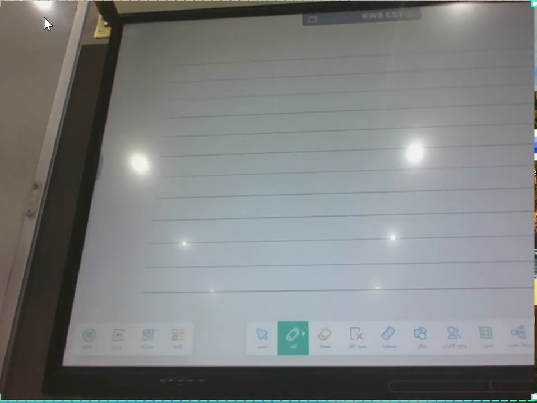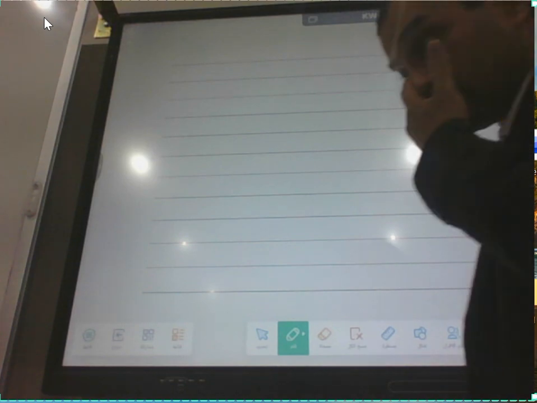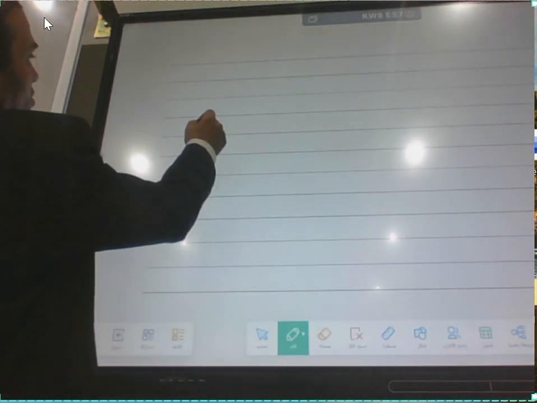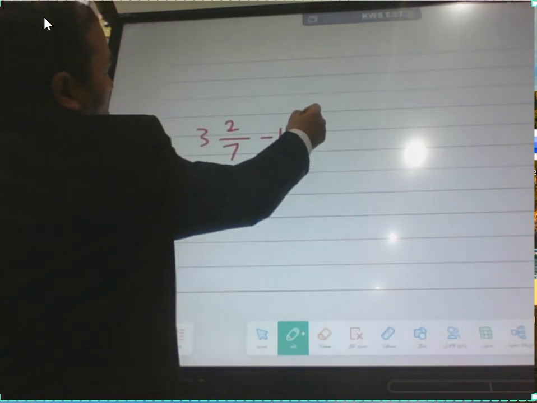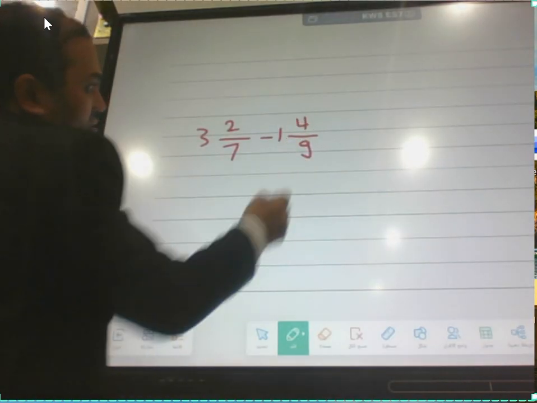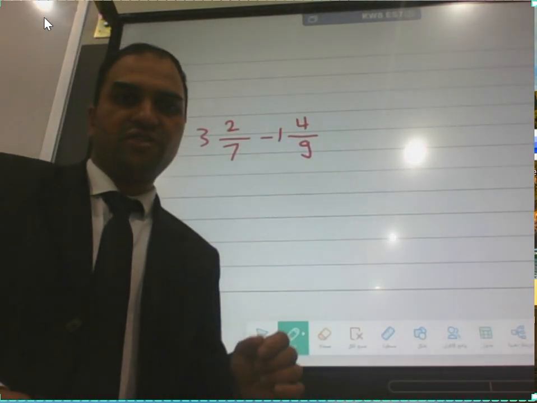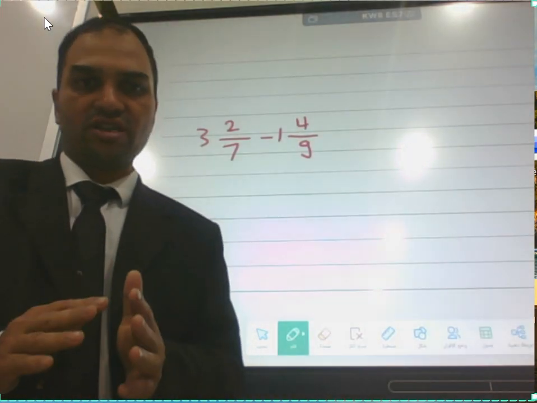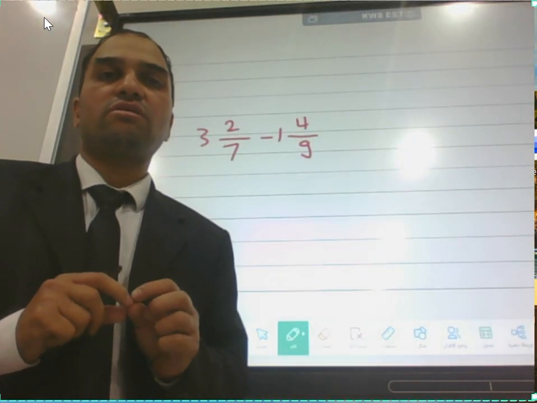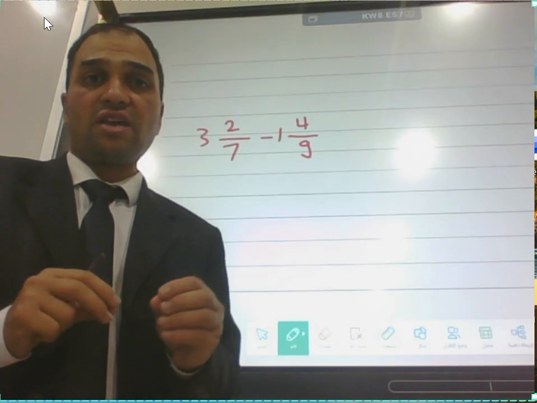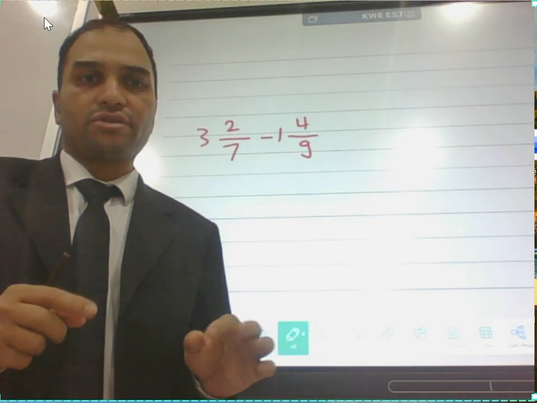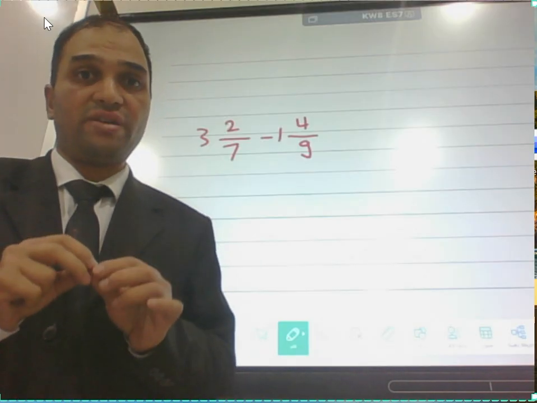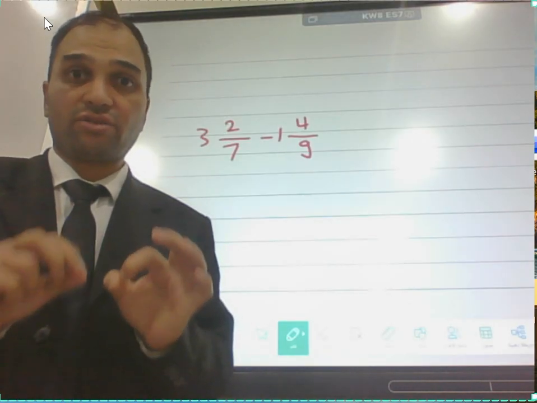I will give you now an example about subtraction between two fractions. Look here at this: 3 and 2 over 7 subtracted by 1 and 4 over 9. We have denominators 7 and 9. We multiply 7 and 9 because 7 and 9 are relatively prime numbers; they can't be divided by any number except 1. So 7 times 9 equals 63.